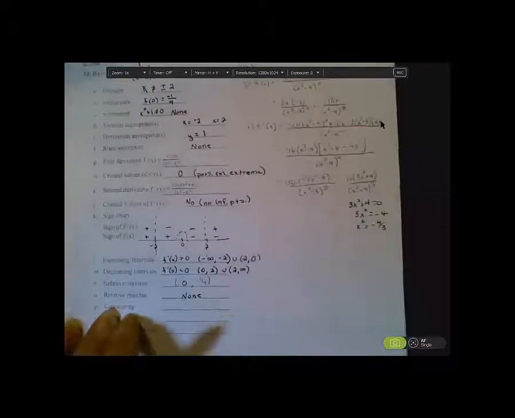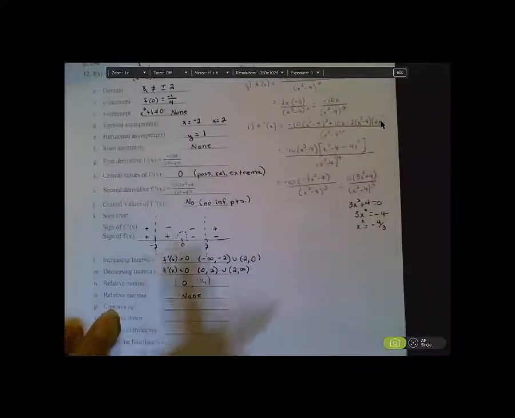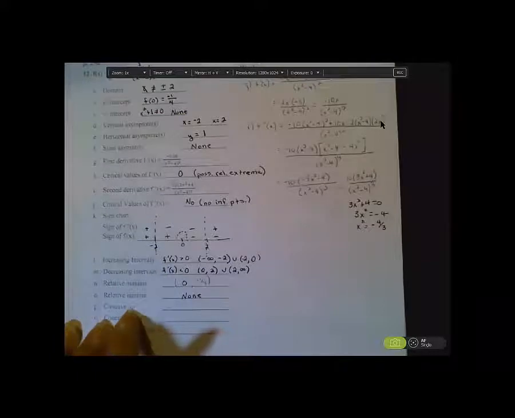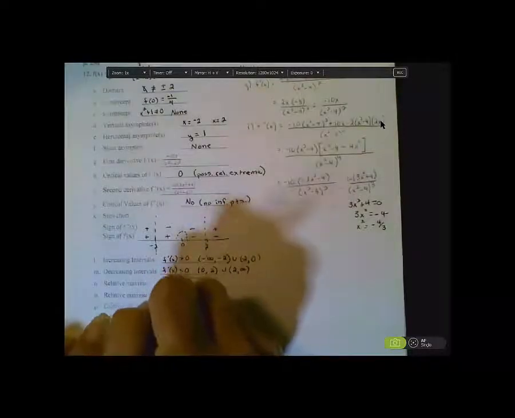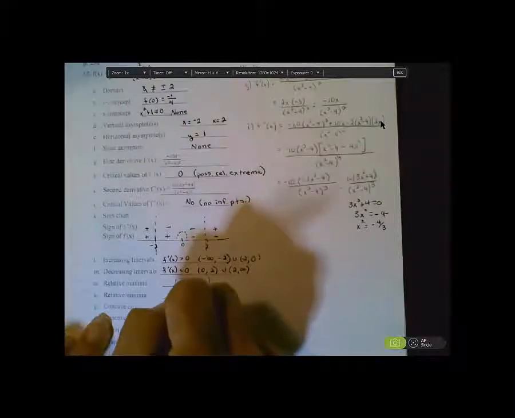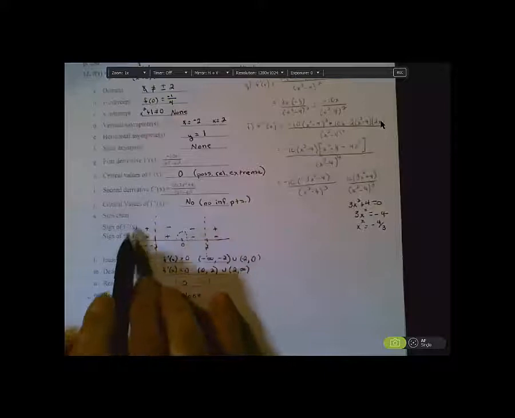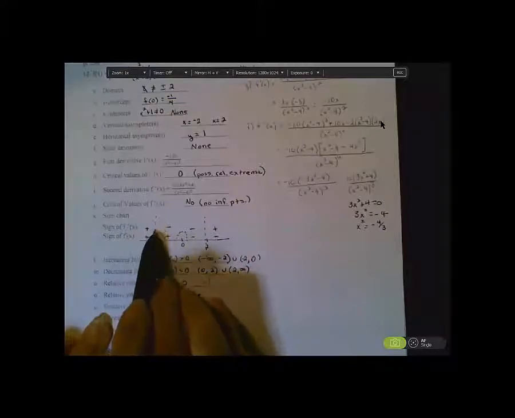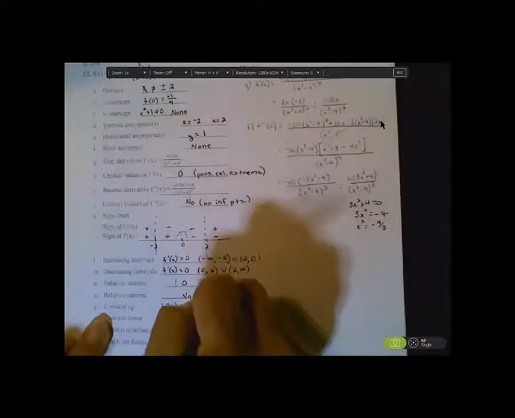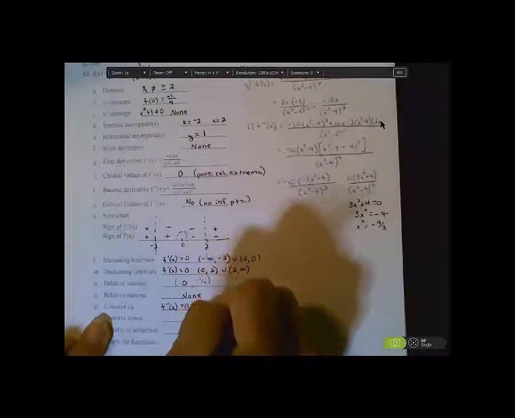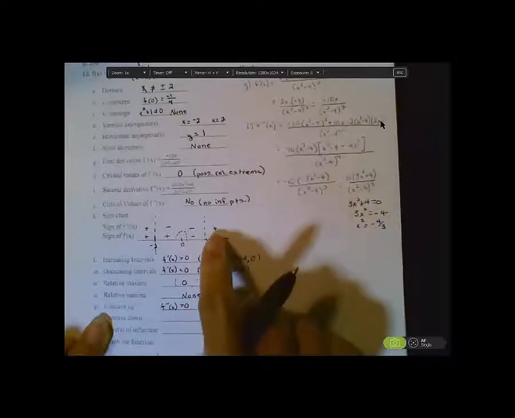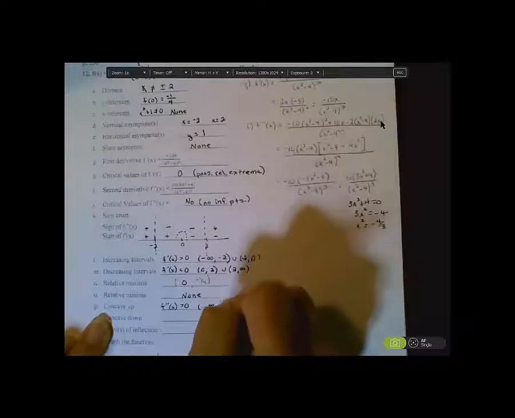A function is concave up. How do you tell the concavity of a function? What do you look at? You look at the second derivative, and the function's concave up wherever the second derivative is positive. So that's negative infinity up to -2, and from 2 to infinity.